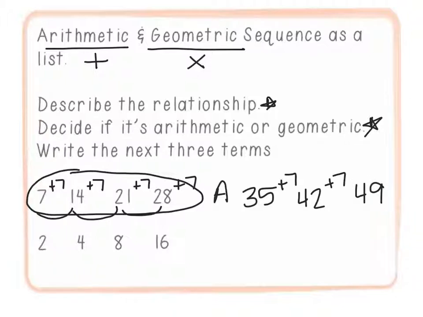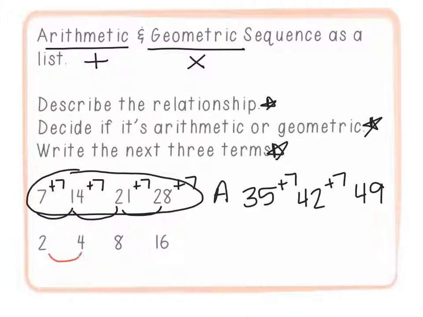Okay, now I'm going to do this next list, and I need to do the same thing, and I'm going to do that in red. So I need to describe the relationship. I notice 2 to 4, that could be plus 2, and then I'm going to check to see if that keeps working. So plus 2, 4 plus 2 is not 8, that's 6. So that one's going up by 4, and that one's going up by 8. So I can tell myself, that is not adding the same number each time. So it's not an adding one. So I need to figure out what it is.